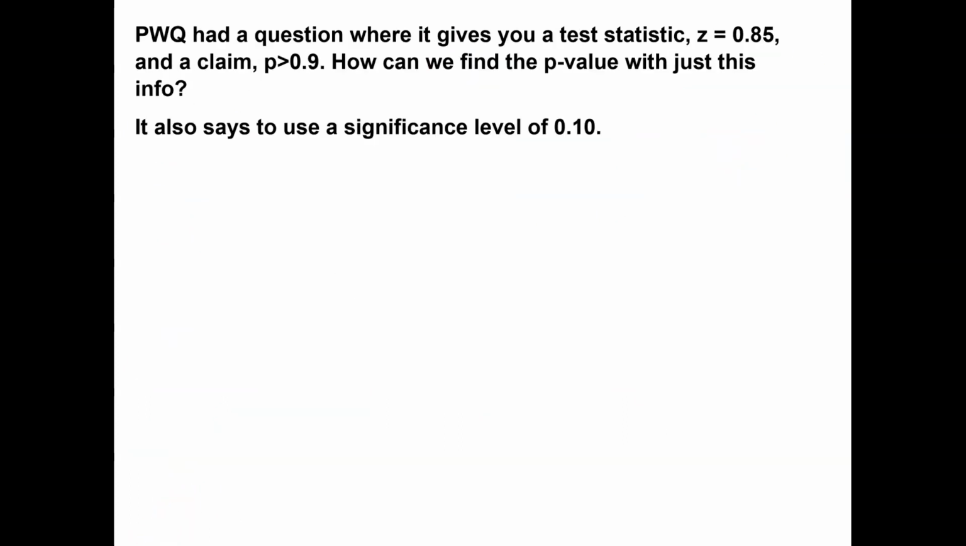The next question was, PWQ had a question where it gives you a test statistic z equal to 0.85 and a claim p is greater than 0.9. How can we find the p-value with just this info? It also says to use a significance level of 0.10. This extra piece of information is probably for the next part of the question. So let's answer the question. How do we find the p-value with just this info?